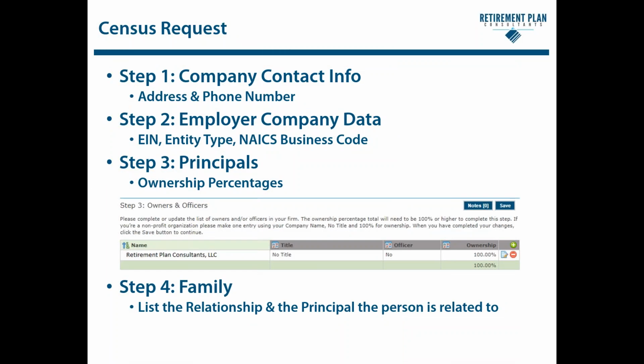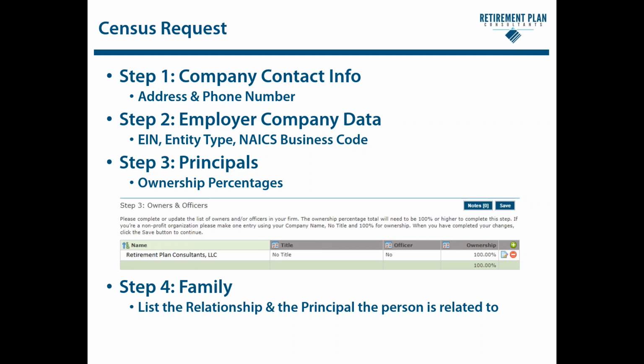Let's walk through some of the steps involved in completing the census. These steps allow you to review and confirm the company information RPC has on file for the plan. Any changes needed can be made by updating the information within the data collection area of the Plan Sponsor Link portal. Step 1 contains the company contact information, which includes the address and phone number for the company.